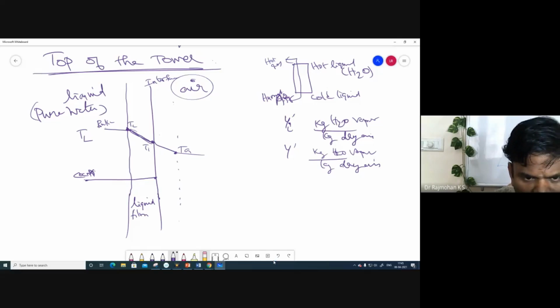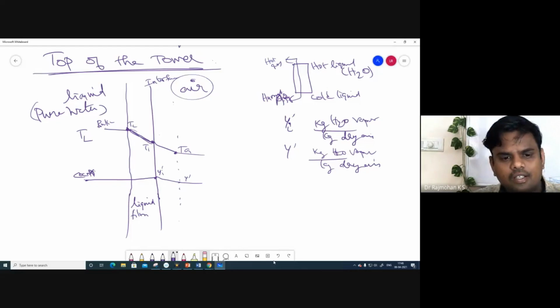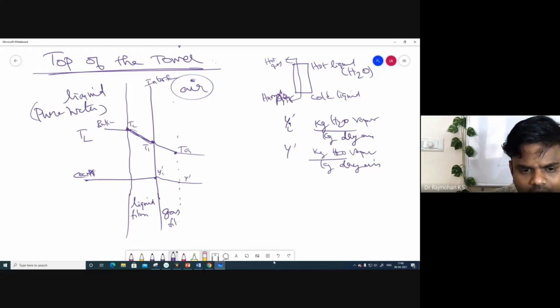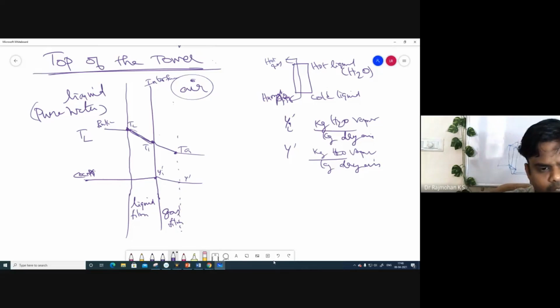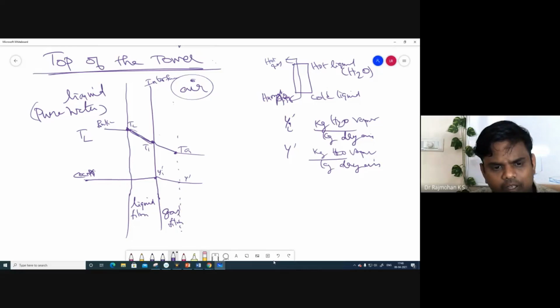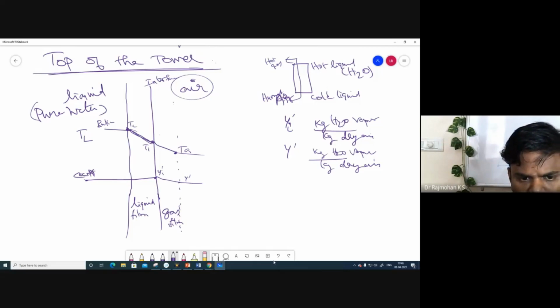But what about the concentration? The concentration in the air will be changing from Yi dash to Y dash. So that way we are having a concentration profile in the gas film side. In the gas film we have a concentration profile, whereas the temperature profile is present in both the liquid film and the gas film, whereas the concentration profile is absent in the liquid film and present in the gas film.